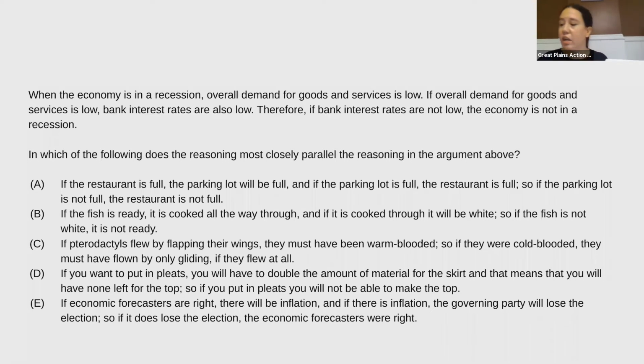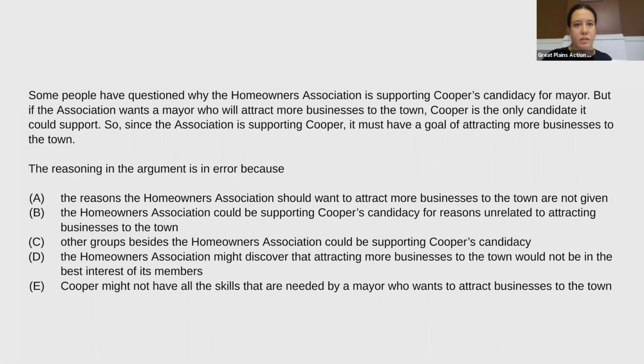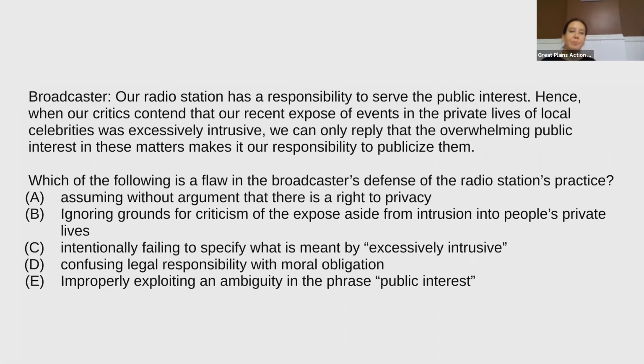Let's try the next. 1, 2, 3. Oops. All right, let's try this one.